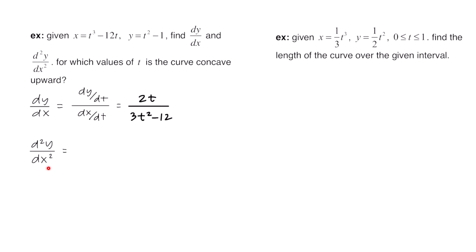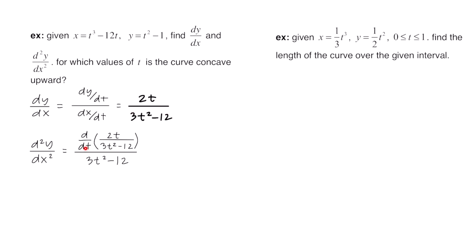Next, we're going to find the second derivative. So according to the formula, we're going to take the derivative of the first derivative, and then we divide that by dx/dt. So again, in the numerator, we're going to take the derivative of this 2t over 3t squared minus 12, and then we divide by dx/dt. So we're going to take this 3t squared minus 12 and write it down here.